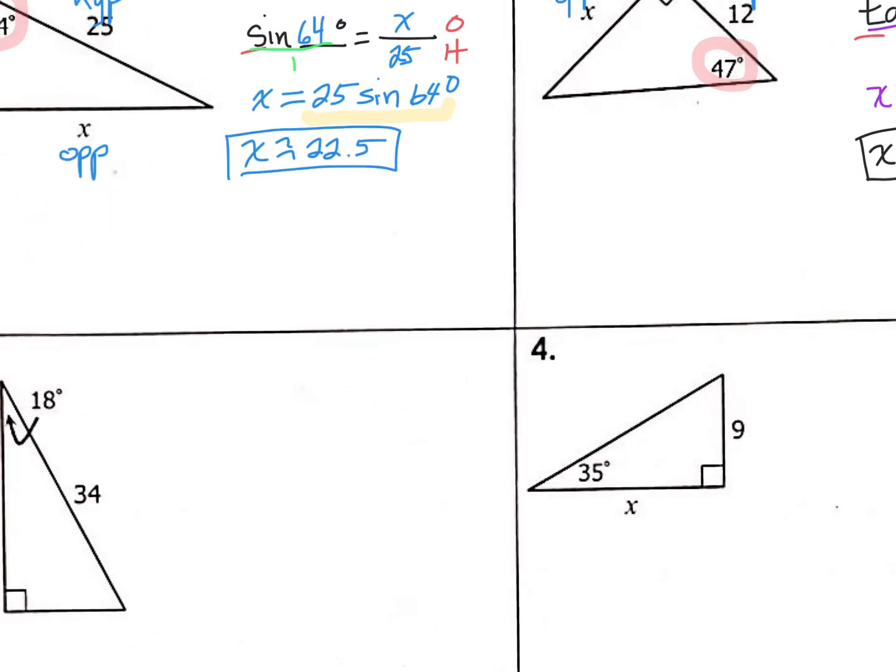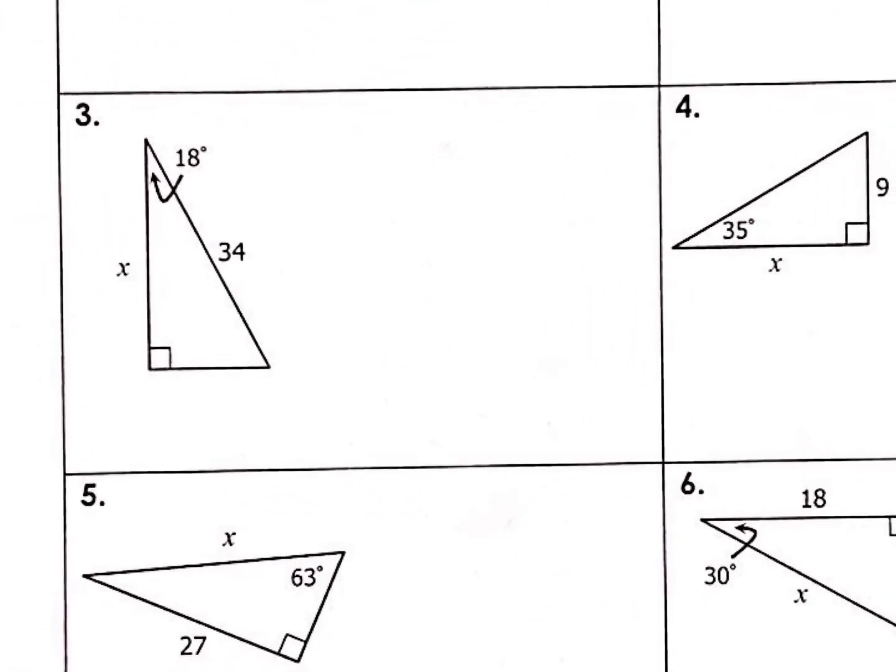All right, so then example 3. I want you to do this one on your own, so pause the video. Try to figure out whether it's sine, cosine, or tangent. Set up your equation, cross multiply, and solve, and put it in your calculator. Then restart the video and check your work.